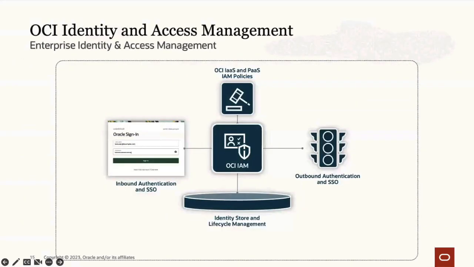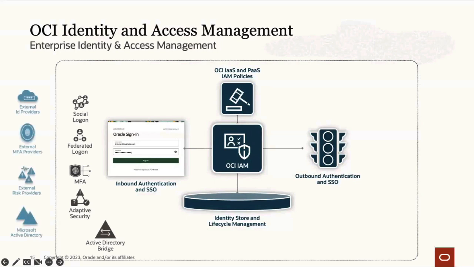So next, I wanted to just look at identity and access management as a whole. We've kind of gone over one part of it. So it really is broken down into 4 main buckets. So we have inbound authentication and SSO, identity store and lifecycle management, outbound authentication and SSO, and last but not least, Oracle Cloud IAM policies. So starting with inbound authentication, this is how users are authenticated into the service.